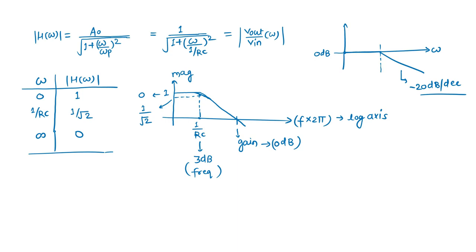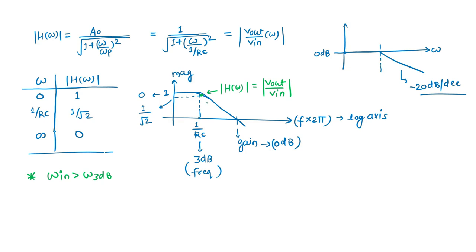So the point here is this. Now we'll come to the actual thing. If the input has a frequency greater than this omega 3 dB, then the output is less than what we are putting in at the input, because this is the magnitude of our transfer function, output by input magnitude.